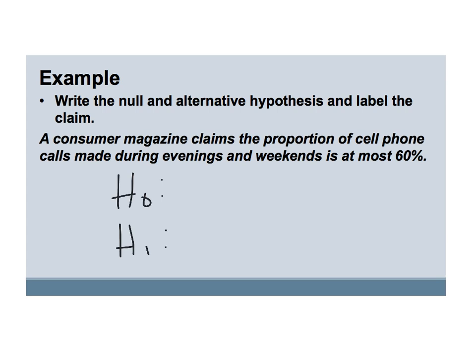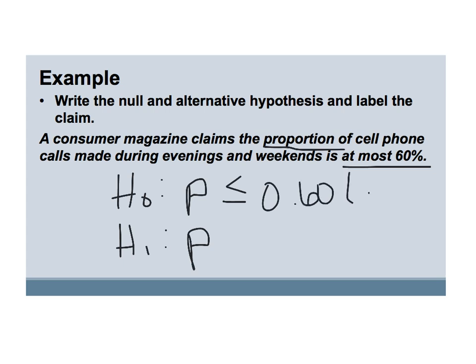A consumer magazine claims the proportion of cell phone calls made during evenings and weekends is at most 60%. Alright, well we're talking about proportion this time, so that would be P's. At most 60%, remember at most was less than equal to. 60% is 0.60. So this is your claim. Opposite of less than equal to would be greater than.